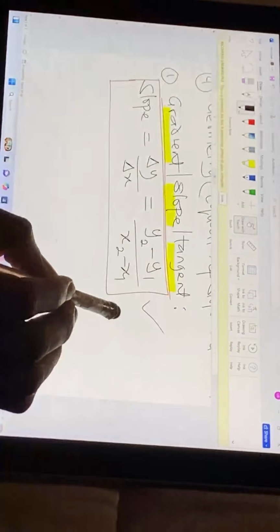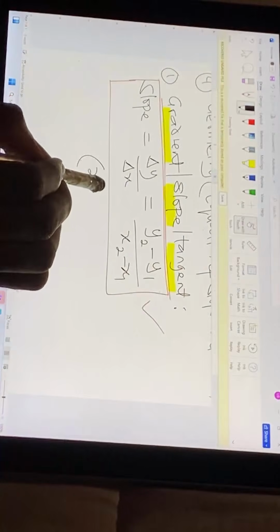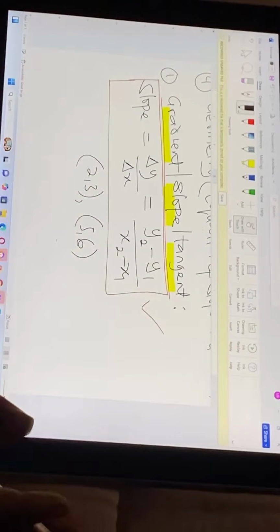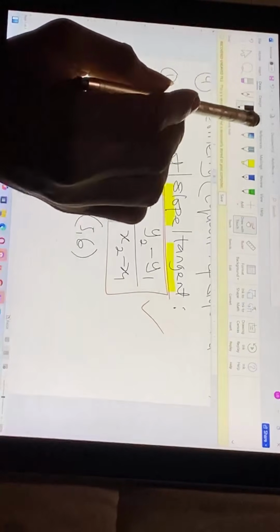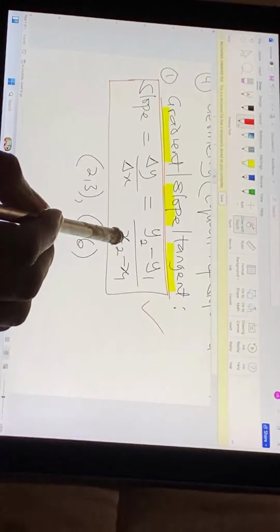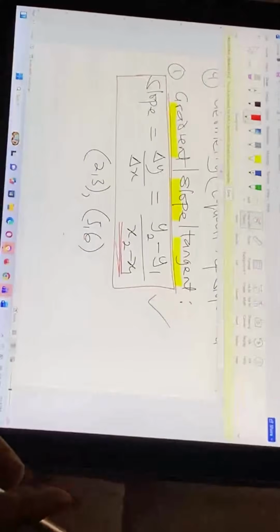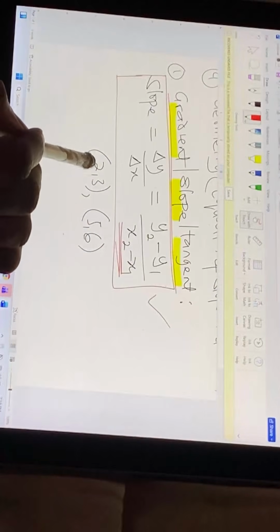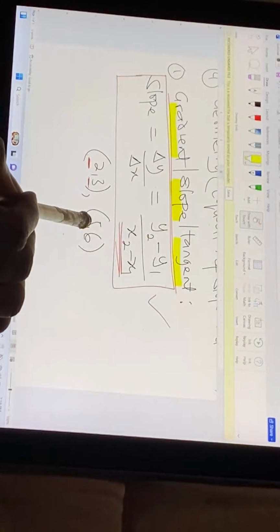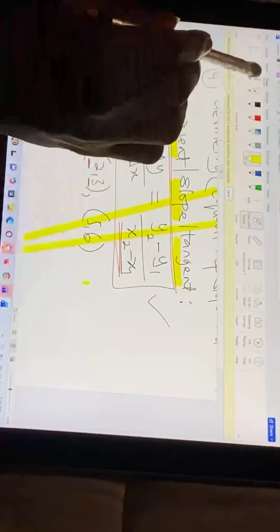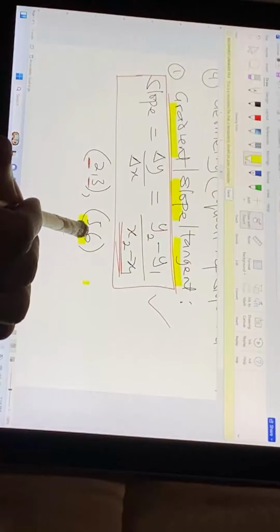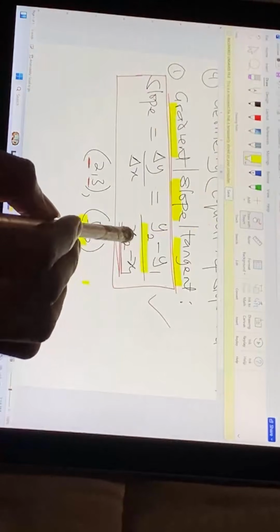For example, if I have something like this, class, I have coordinates 2, 3, and 5, 6. These are 2 points here given to us. So if you're asked to find slope or gradient or tangent, you can use this particular formula to solve for that. This will stand as your x1, this your y1, this will stand as your x2, this will stand as your y2, and you replace it here. You will have the answer.